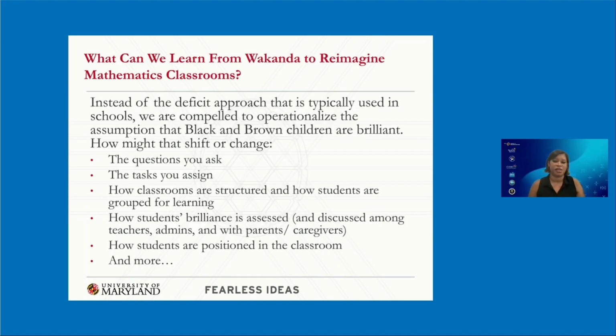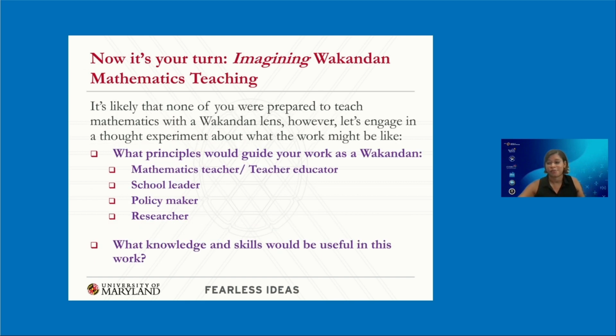So what are the things that we can maybe do to learn from Wakanda as we reimagine classrooms, right? Instead of a deficit approach that's typically used in schools, if we use a Wakandan approach, we are compelled to operationalize the assumption that Black and brown children are brilliant. If we do that, how does that shift or change the questions we ask, the tasks we assign, how we structure classrooms, how students are grouped for learning, how students' brilliance is assessed and discussed among teachers and admins and parents and caregivers? How are students positioned in the classroom? It changes everything about how we approach this work.